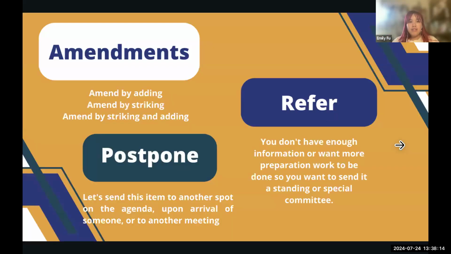So I'll talk a little about amendments. For amendments, you can either amend a motion by adding or striking from the original motion, or you can strike and add into the main motion. And when you refer a motion, it's usually when you don't have enough information or you want more research to be done on it before you take a vote on it, or you want to send it to a standing or a special committee. For postponing, you want to send this item to another spot on the agenda, maybe because somebody who is supposed to be here is not here to talk about it, or you can postpone it to another meeting. Next slide, please.